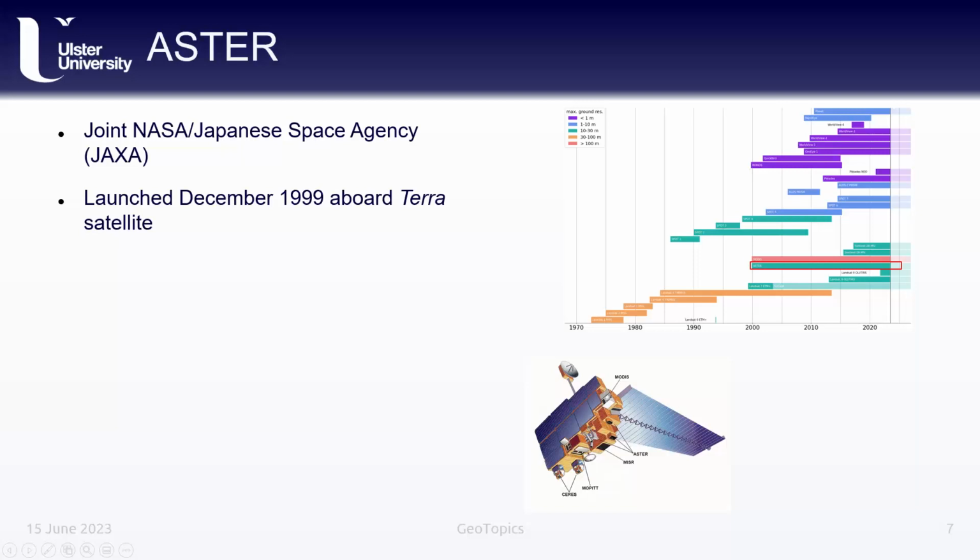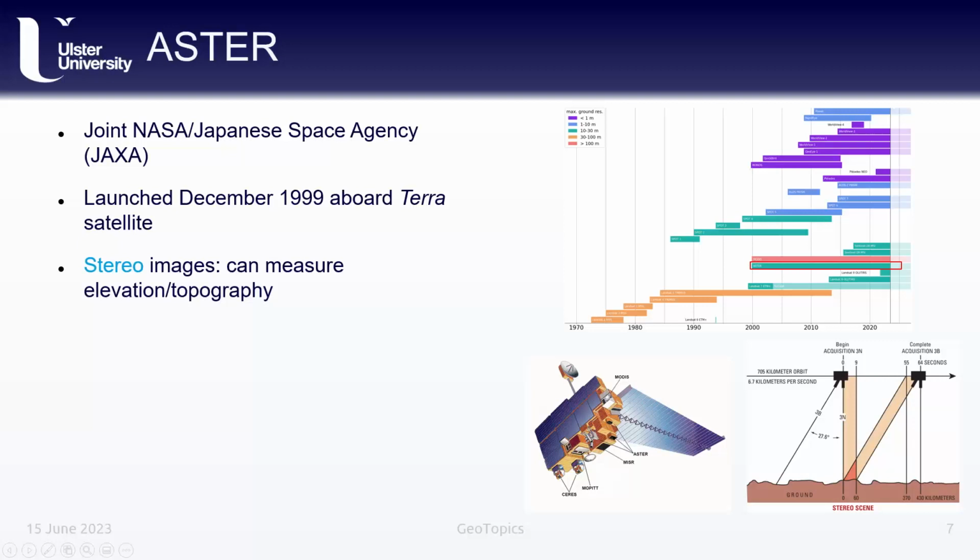And you can see there are a number of different sensors labeled on this diagram. So ASTER is extremely useful because it has the capability to measure topography. So it has two cameras. One is pointing straight down. One is pointing backwards at about 28 degrees. And that means that as the satellite orbits over the Earth, it is looking at the Earth's surface from two different angles. And we can use the principles of photogrammetry to work out what the elevation is.